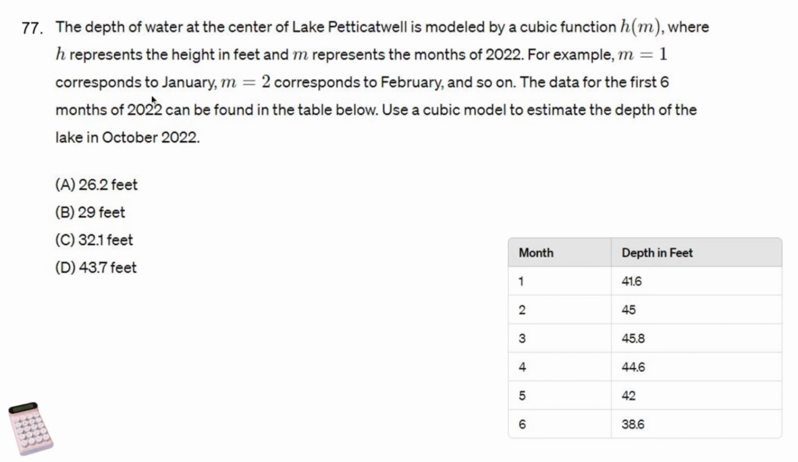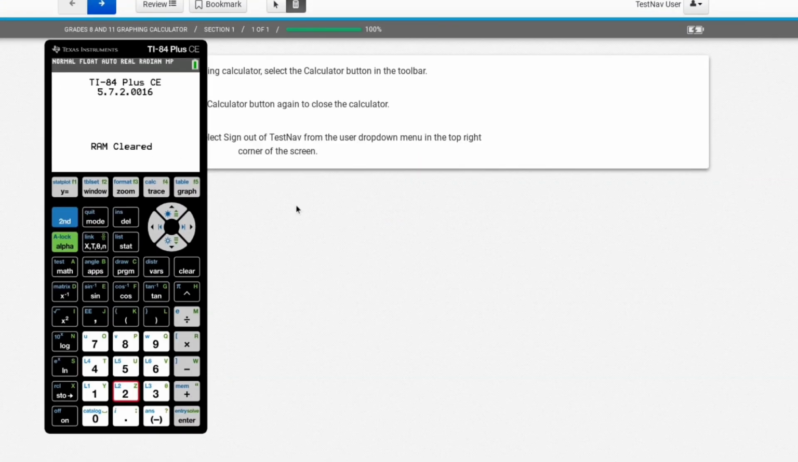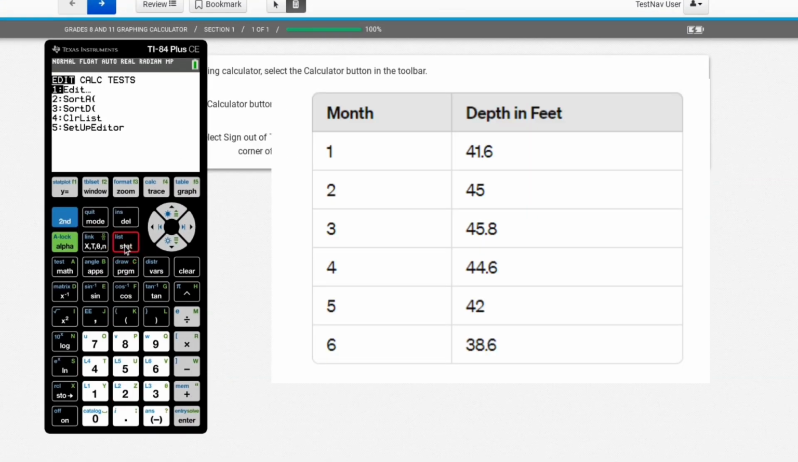So we care about October, which is 10. But what I need to do is, it tells us right off the bat, it's cubic. That's what I was looking for. So what we need to do is we need to run to the calculator. We need to type this stuff in. We need to use cubic regression and use that formula to find what happens when I plug in 10 for m or x or whatever variable you use. Be right back. All right, let's talk about Lake Precalculus, which reminds me of my childhood.